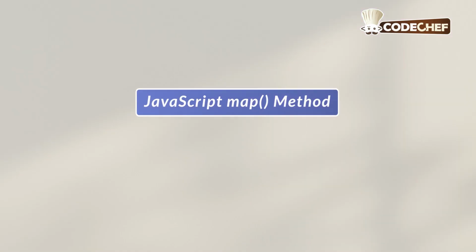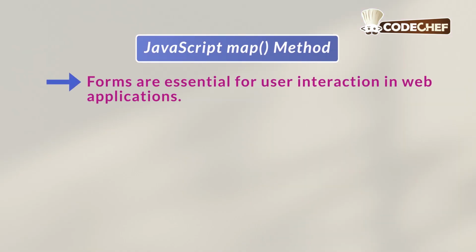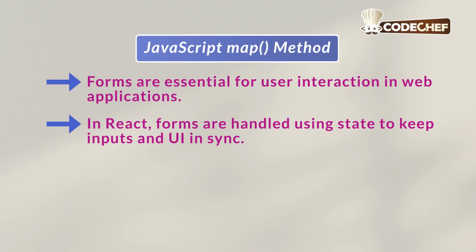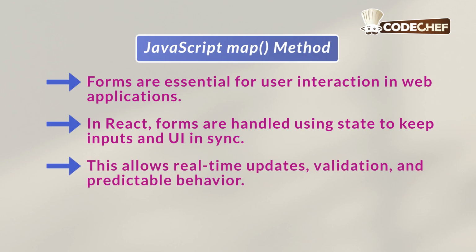So let's begin. Forms are how users interact with an application. Whenever users type, submit, or select something, they're using a form. In React, forms are handled using state instead of relying directly on the browser. This gives us better control, predictable behavior, and the ability to build responsive interfaces.